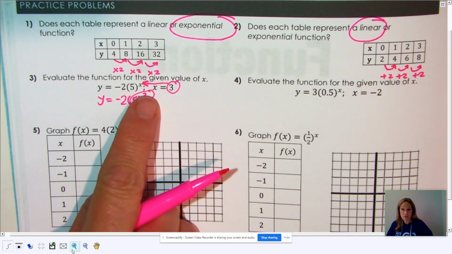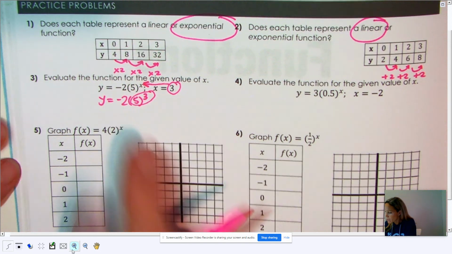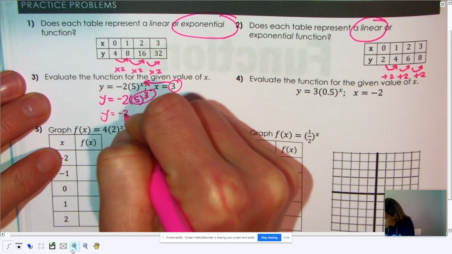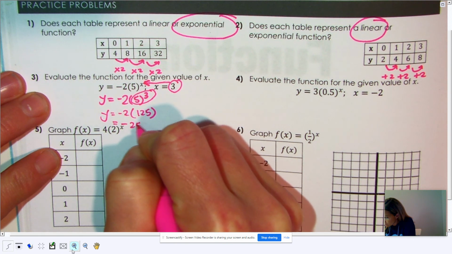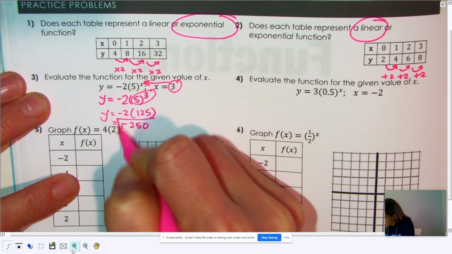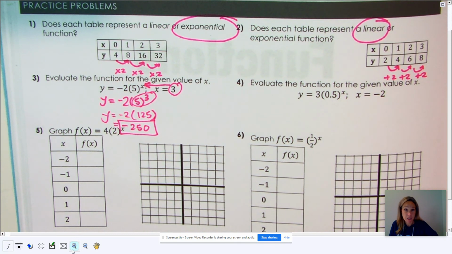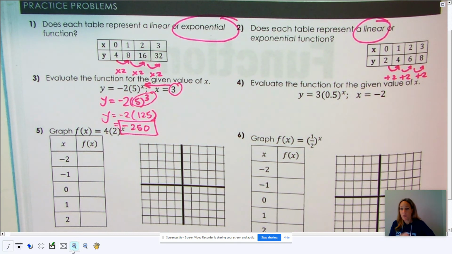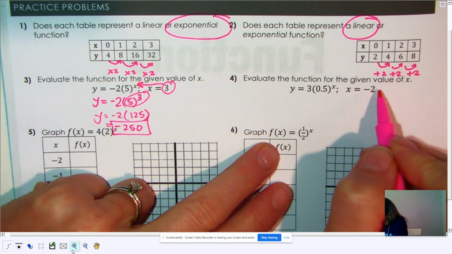So if I have 5 to the third, we remember that's 5 times 5 is 25. If I have 5 quarters, that's $1.25. So I know that's 125. So y equals -2 times 125, which is -250. Okay, and that's our value for the function when x is equal to 3. Okay, question number 4. This says evaluate the function for this value.